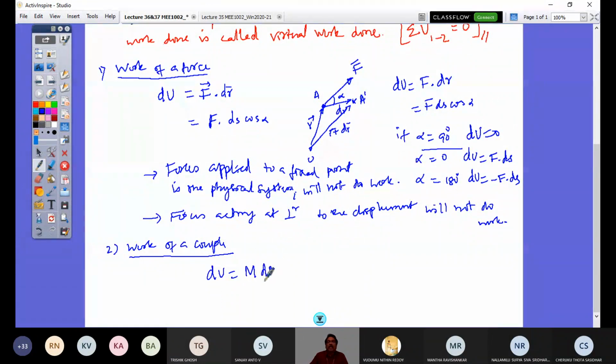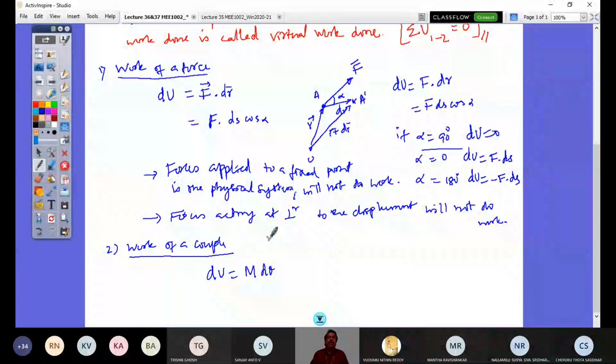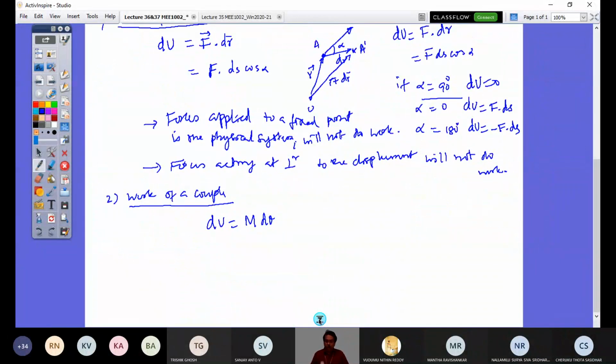Here d theta is the angular displacement, whereas dr refers to the linear displacement. So the couple moment multiplied by d theta gives you the work of a couple. You know what a couple is, right?